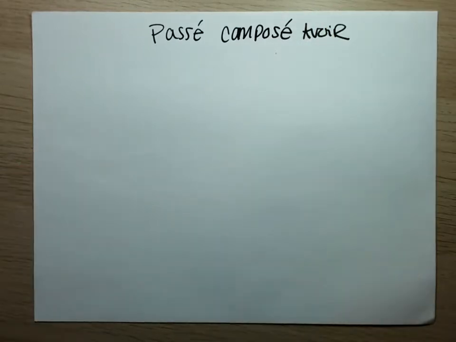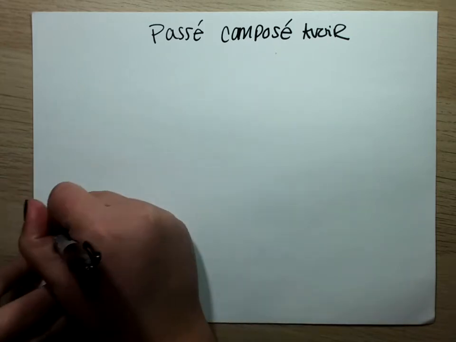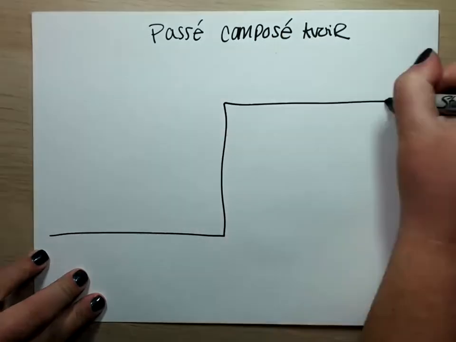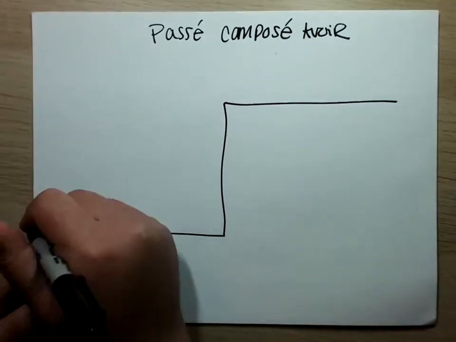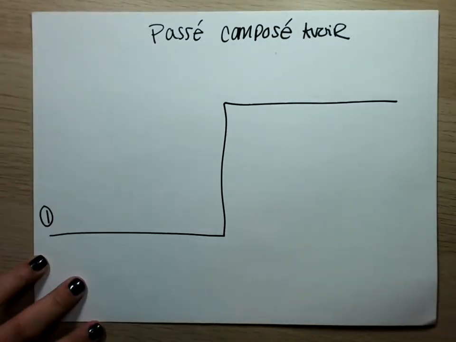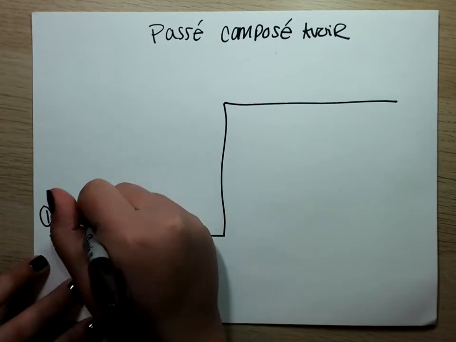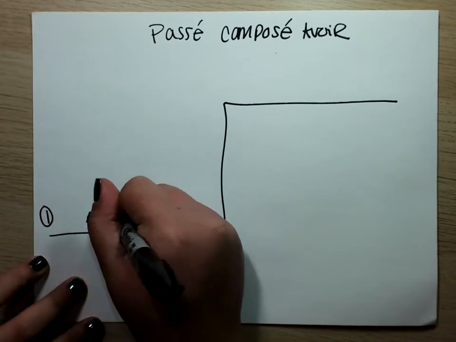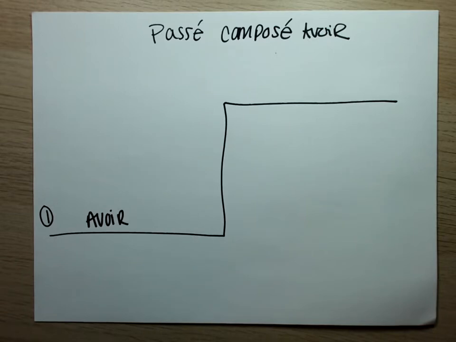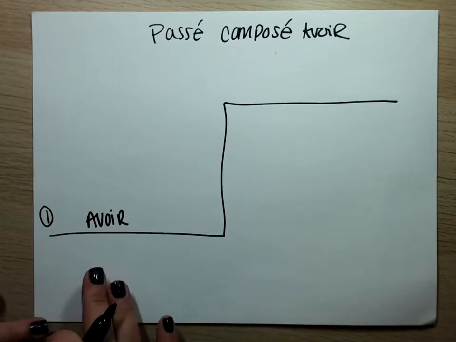So, passé composé avoir, c'est très facile. It's actually pretty easy once you get the hang of it. But we're going to go ahead and start off with the famous steps. So, I've got my steps drawn. So, première étape, the first step you need is avoir. It's in the name, so it should be pretty easy to remember. So the first thing that you need for the passé composé is avoir.